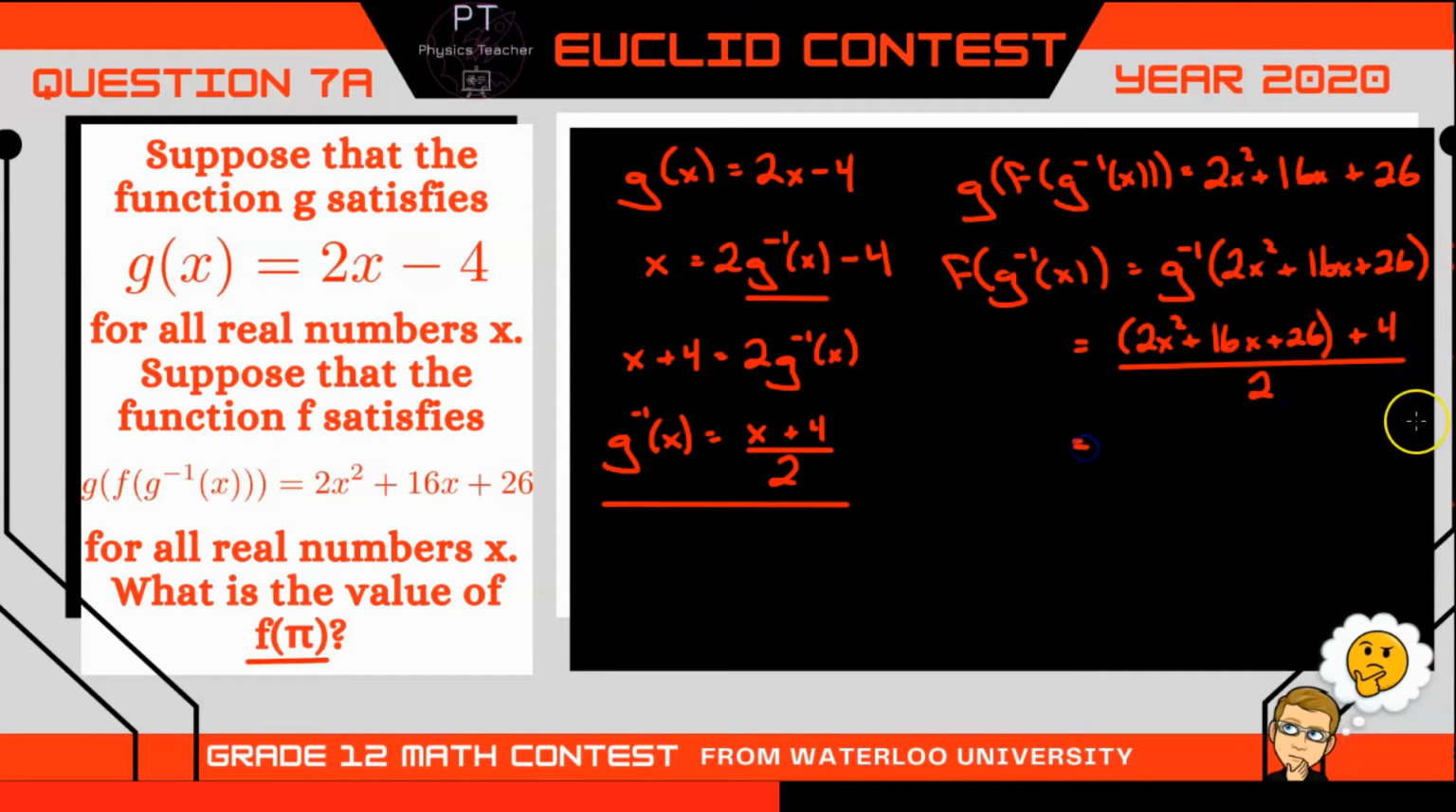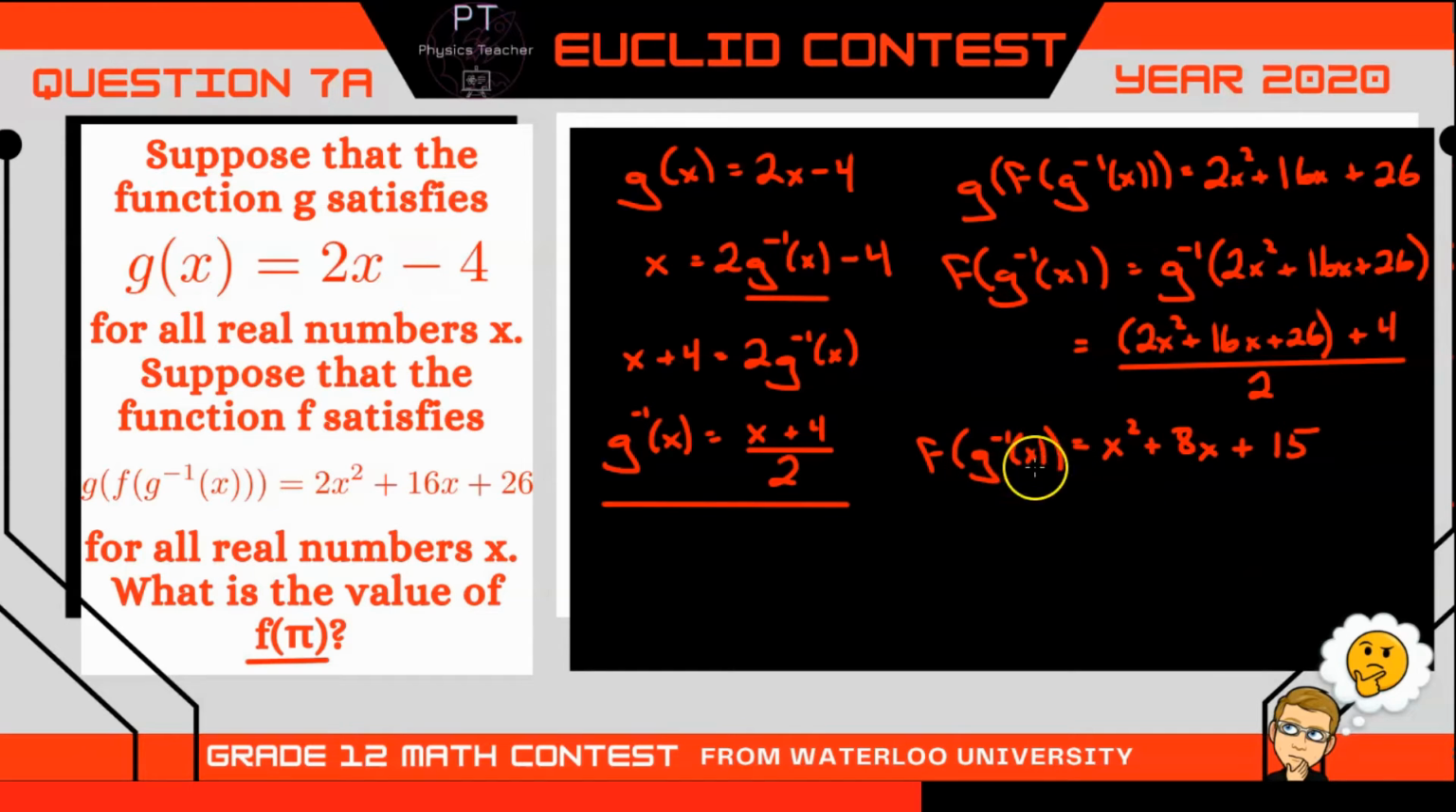And when I do that, let's divide by 2 into each term. So 2x squared divided by 2 is just x squared. 16x divided by 2 is 8x. And then 26 plus 4 is 30, divided by 2 is 15. So this is my function f at the inverse of x.